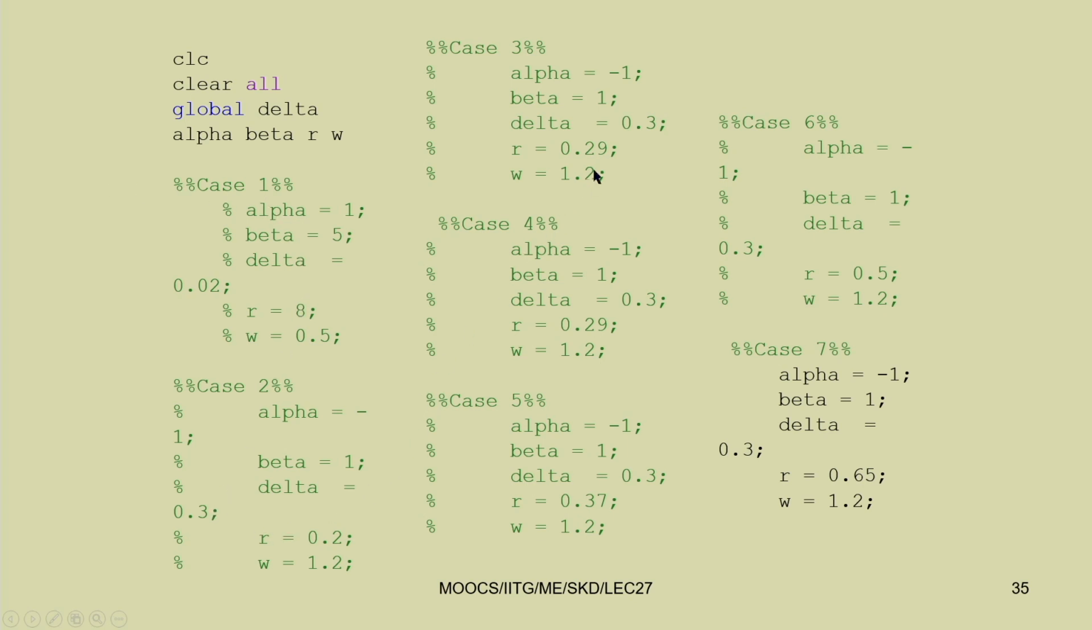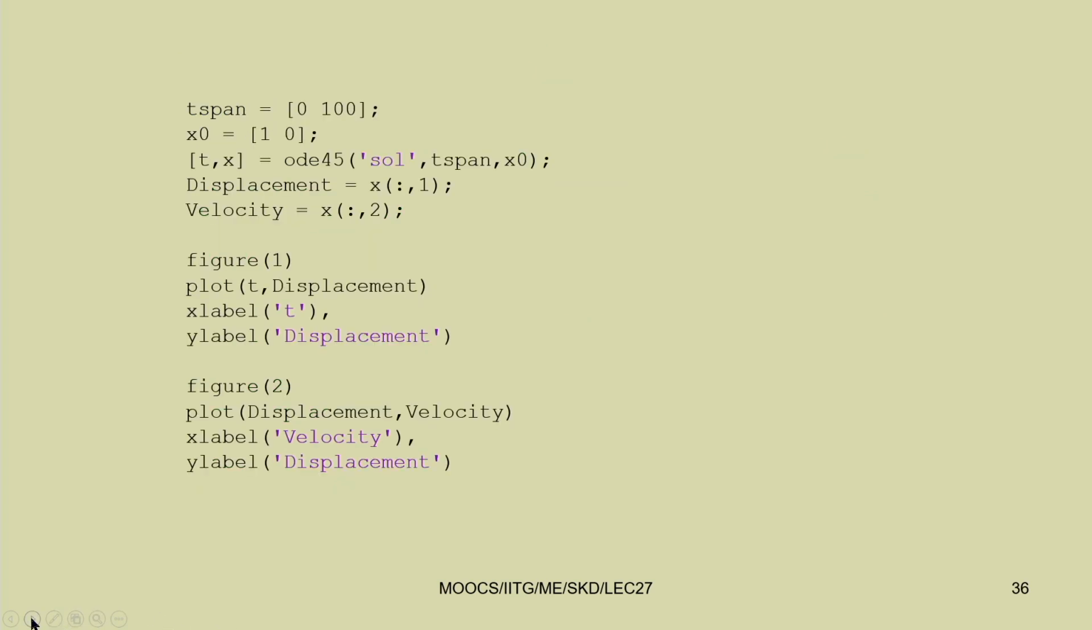Here the code is written, a MATLAB code. Here t span equal to 0 to 100, x0 equal to 1, 0. Then t, x equal to ODE45 solver. This is the function file where you are writing the Duffing equation, using this first order equation. Then t span and x0 are the initial conditions you are giving.